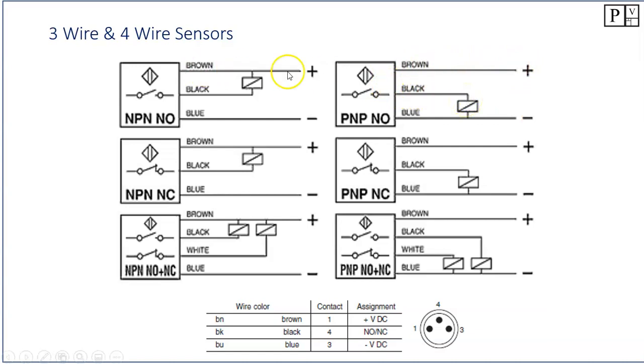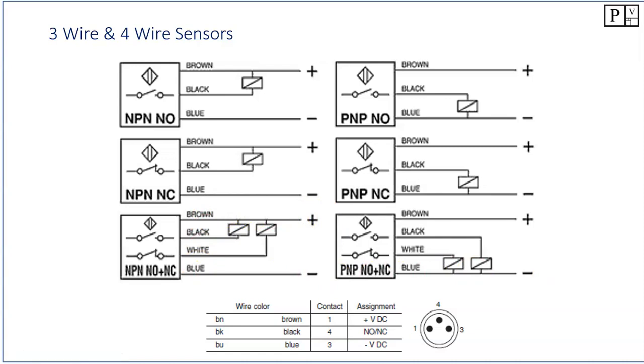Okay, same color code, brown for the positive, black for the output, blue for the negative. Okay, same whether it's a normally open or normally closed output. The only difference between a 3-wire and a 4-wire is that the 4-wire has both a normally open and a normally closed output. So here on the NPN, the black is going to be the normally open and the white is going to be the normally closed. Over here again, the black is the normally open and the white is the normally closed. The power supply for the 24 volts, positive to brown, and negative to blue. Okay, so that seems to stay constant all the way through.